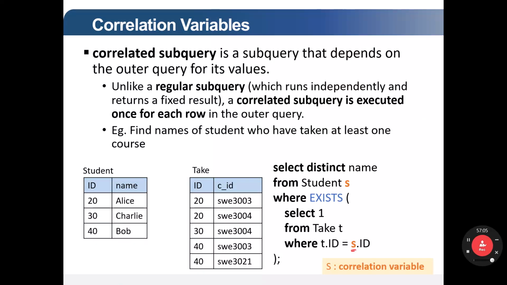Because of this correlated query, we should start from the outer table first, student S. So we read the first record of the student table, and then we process this inner query. We access the first record of take, and then compare ID columns of S and T. Is 20 equal to 20? Yes.